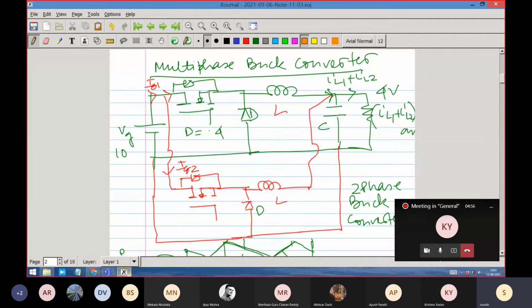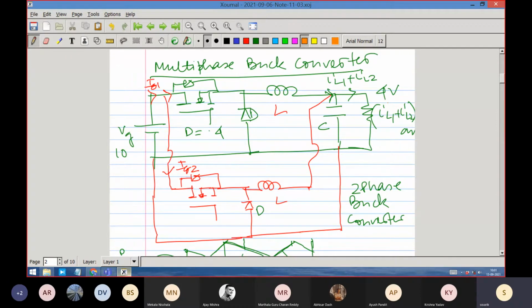The difference is that these two converters are independent buck converters, having the same independent properties that we have understood. The only thing is that the capacitor current is the summation of the two inductor currents, because the load current is now coming through two parts. On the input side, there is one part consisting of one switch, one diode, one inductor, and another part consisting of an identical switch, diode, and inductor. Their duty ratios are the same, D is equal to 0.4 in both cases, but they are phase shifted.